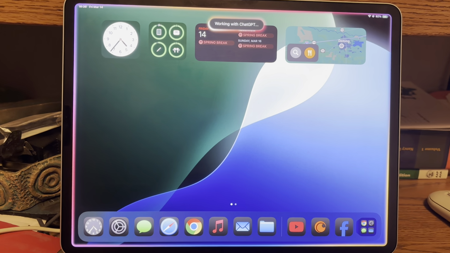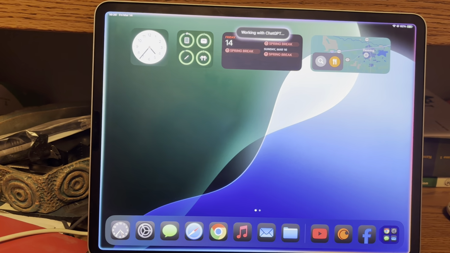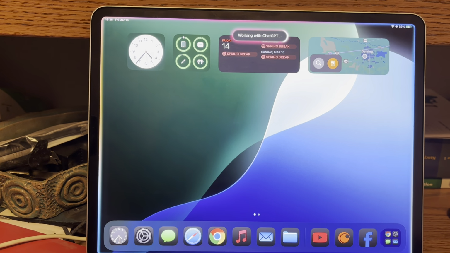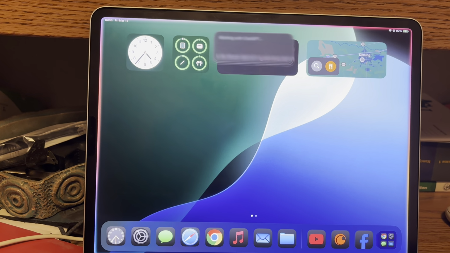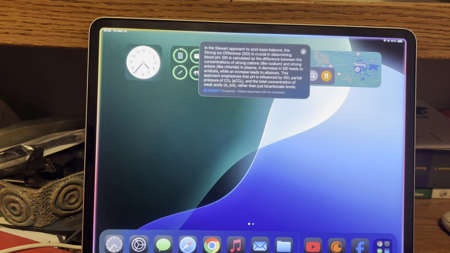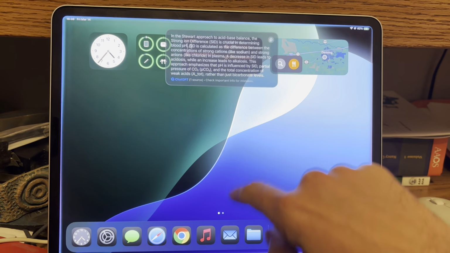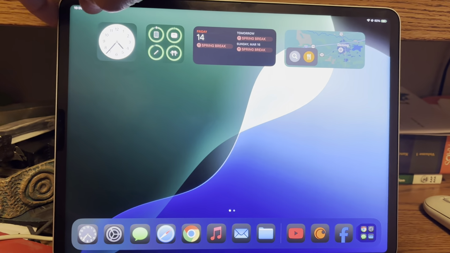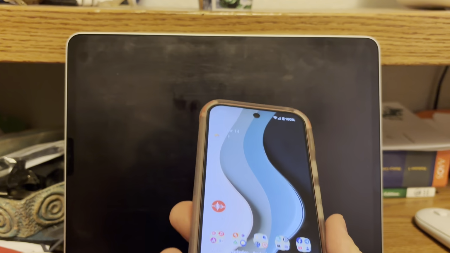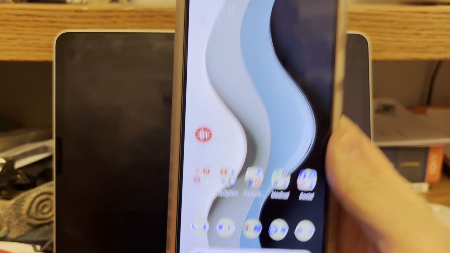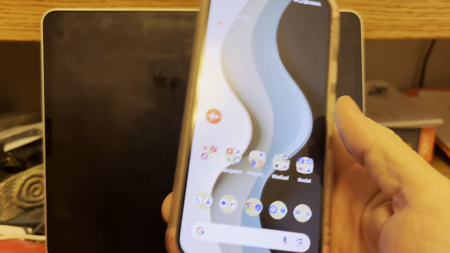Hmm. Okay. Okay, here we have a Google Pixel 9, not the 9 Pro, 9.